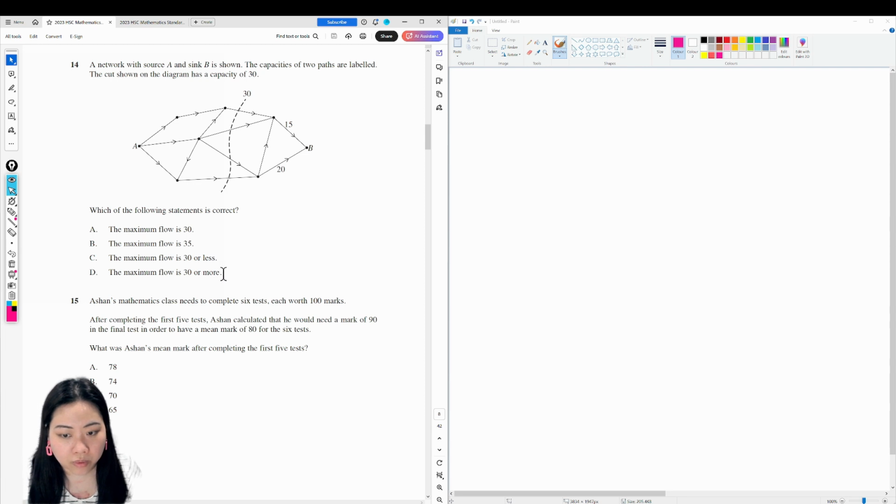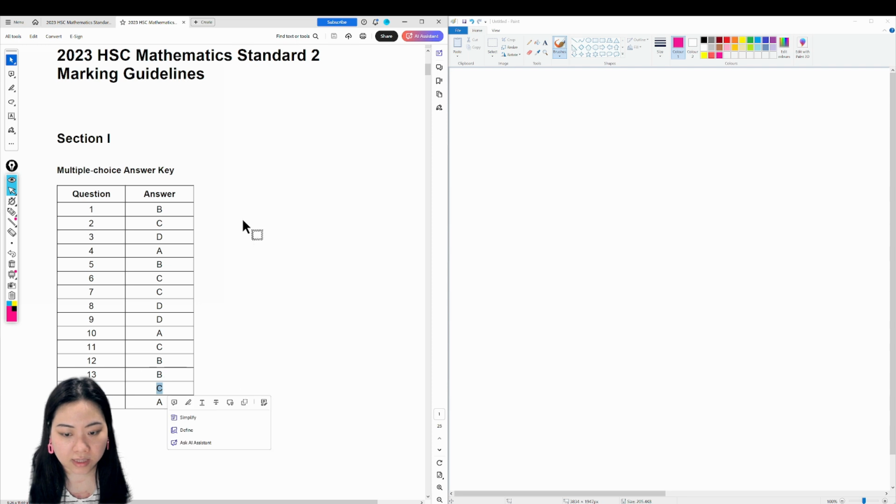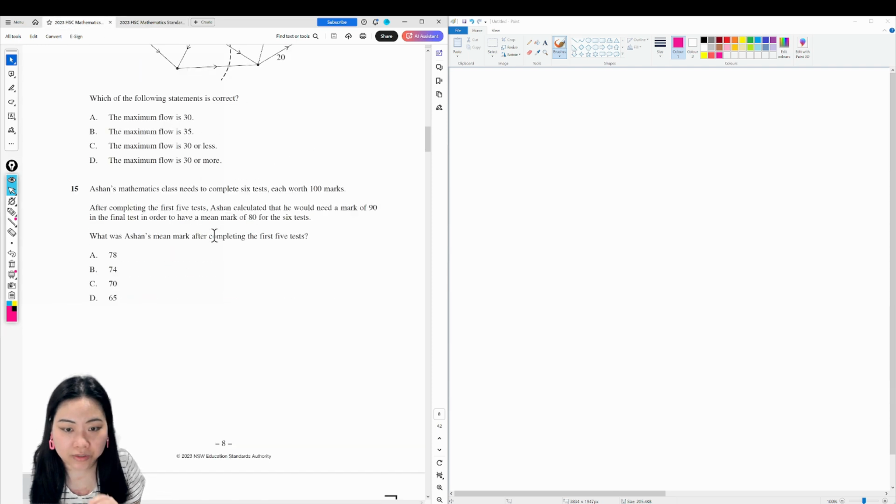Well, it can't be more because that is the maximum. So the maximum flow is 30 or less. Because, and this is 35, if you cut through here, 20 and 15 is 35. It wouldn't matter because only 30 people can flow through here. So no matter what, it wouldn't get to 35 people flowing through over there. Therefore, the maximum flow is 30 or less. C. 14C. Let's see. 14C. Yeah. Last question for multiple choice.